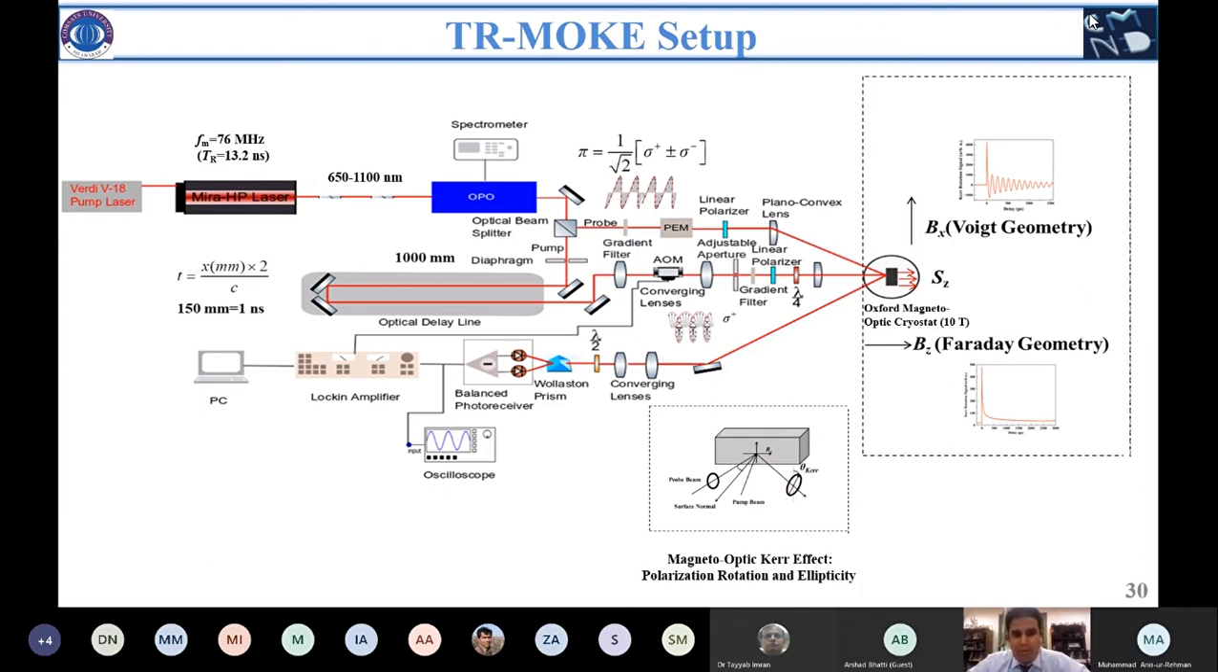And the lock-in amplifier then demodulates the probe beam signal, and that can be seen in a LabView application. The data can be acquired by a LabView application in a PC. Okay, now let's follow the line of the laser. The first thing, if you look at it after the OPO, the optical beam splitter splits the beam in two.